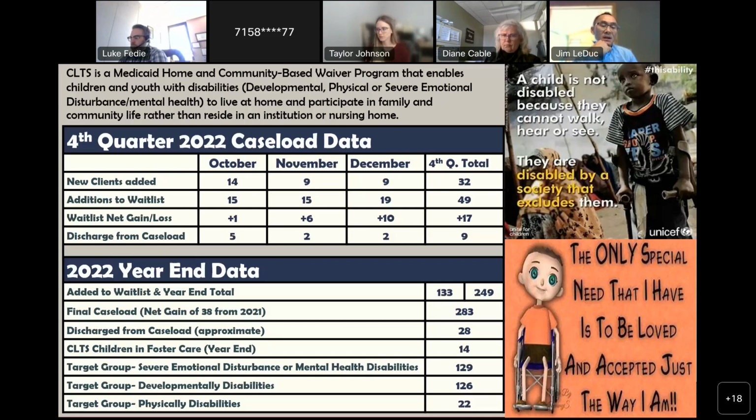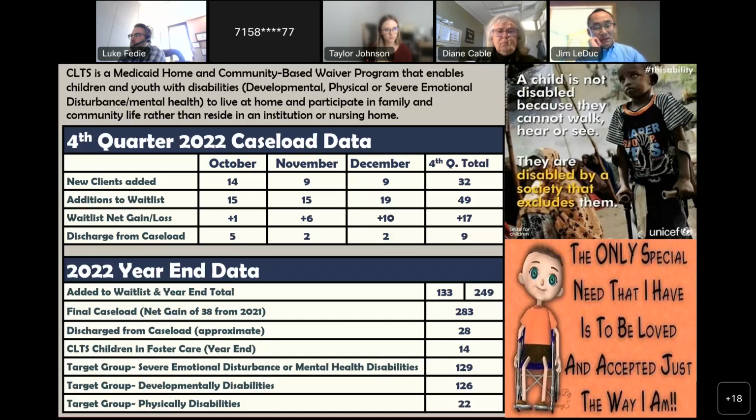in that quarter. Also within that last quarter of 22, a quarter that just ended in December, we had nine clients discharged from our caseload. So all total for 22, we had 133 added to the wait list, which brought the wait list at the end of the year to 249. Like I said, I'm not sure what has been discussed in previous board meetings about this.